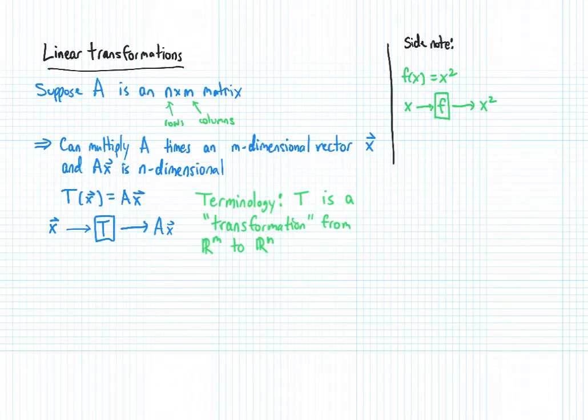The word function, I would usually reserve for the case where the output is a number. In this case, the output is a vector, so I wouldn't call it a function. Transformation is the word that we're using. Another term that's commonly used in this context is map or mapping. And then there's also some notation that's commonly used. When you see this, you read it as saying that T is a transformation from Rm to Rn.